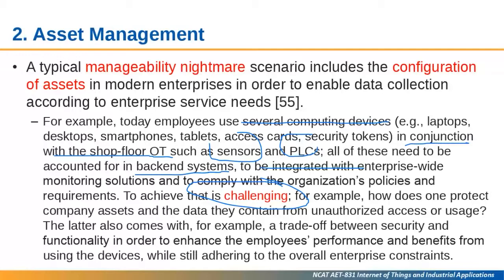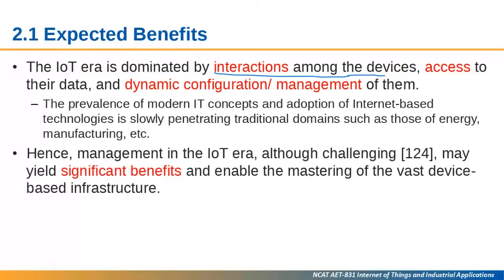So the heterogeneous devices are large in number, and they have different software and different structures. That's why we need to implement asset management to take care of them. And for the expected benefits, the IoT era is dominated by interactions among the devices, access to the data, and dynamic configuration and management of them. With this implementation, we can expect significant benefits as below.